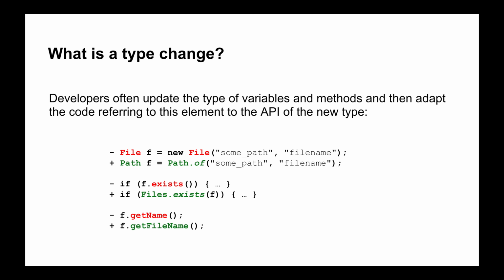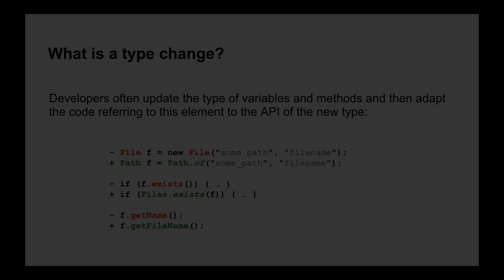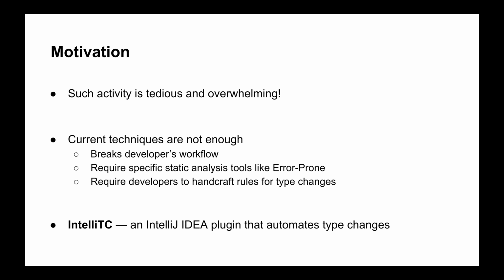To perform type change refactoring, in Java particularly, they update the declared type of a program element and adapt the code referring to this element to the API of the new type. For instance, here you can see how the file variables change into paths along with its type-dependent references. Performing a series of such type changes manually could be tedious and overwhelming for the developers.